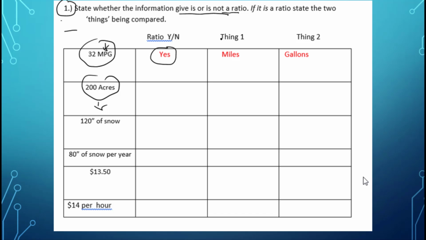And it has two things. It's sort of like you could look, this is thing 1, the numerator, which is miles. And thing 2 is gallons. So this would be 32 miles per 1 gallon. 200 acres. Well, no, it's just a number. It's just a quantity measuring something. So the answer is simply no. So you're not going to have a thing 1 and a thing 2. So that's how you can figure this out.